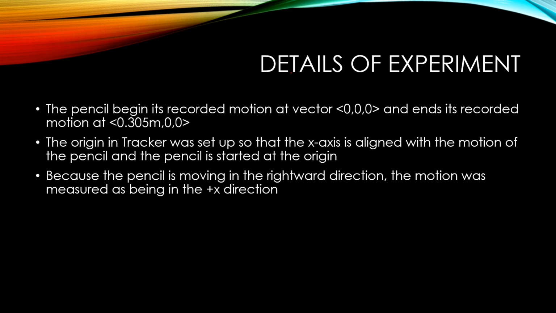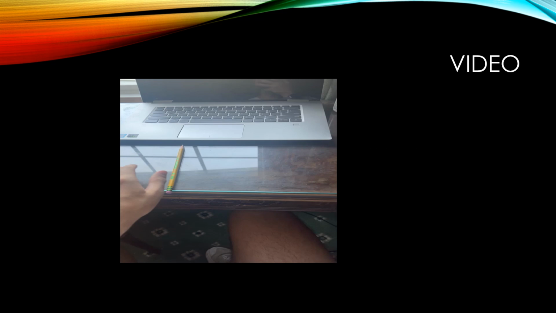The details of the experiment. The pencil begins its recorded motion at vector 0, 0, 0 and ends its recorded motion at 0.305 meters, 0, 0. The origin in Tracker was set up so that the x-axis is aligned with the motion of the pencil and the pencil is started at the origin. Because the pencil is moving in the rightward direction, the motion was measured as being in the positive x direction. And here's a video of the pencil moving.